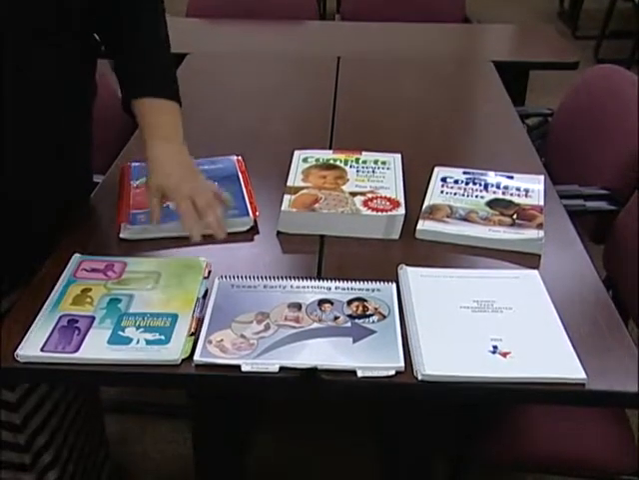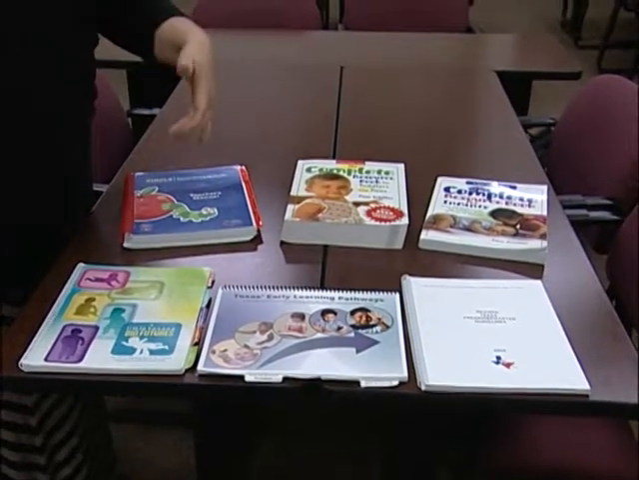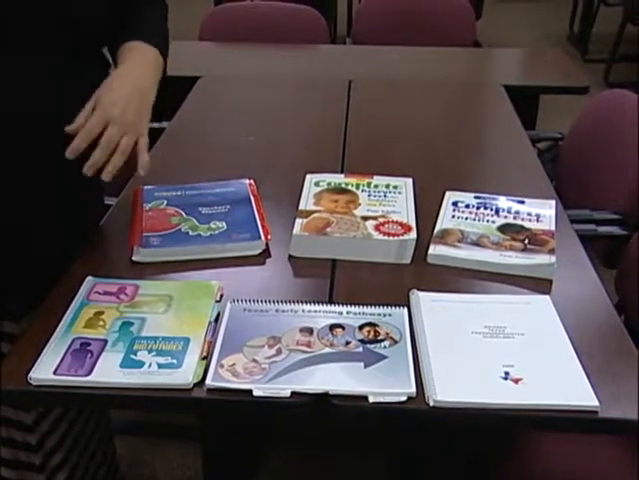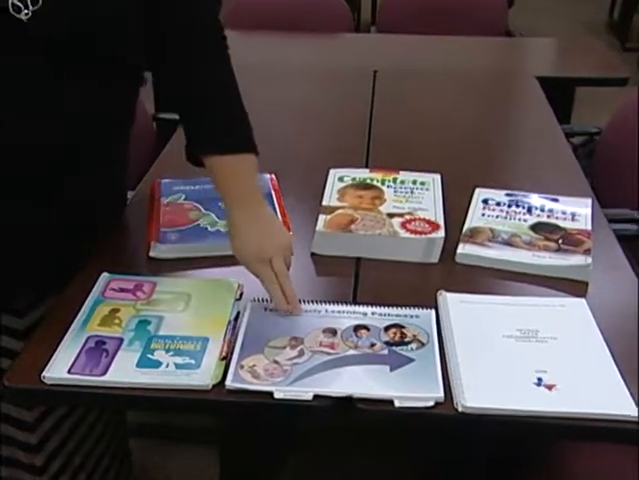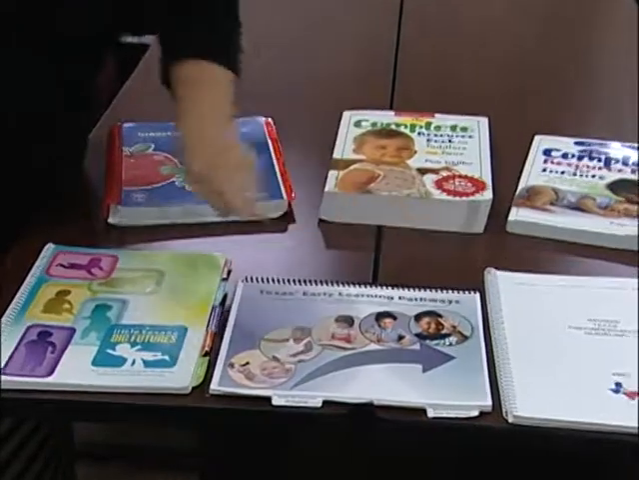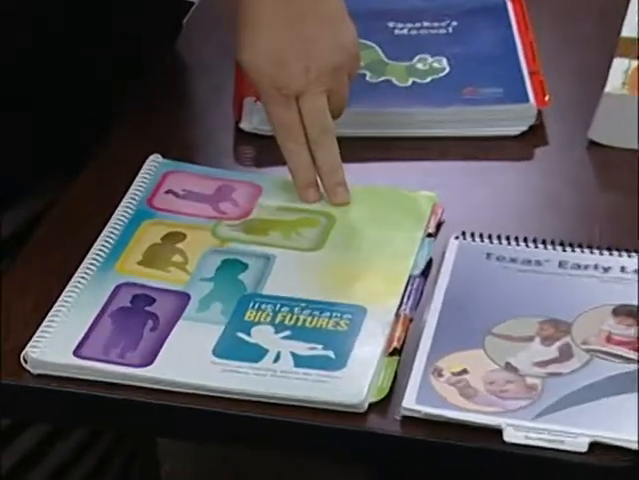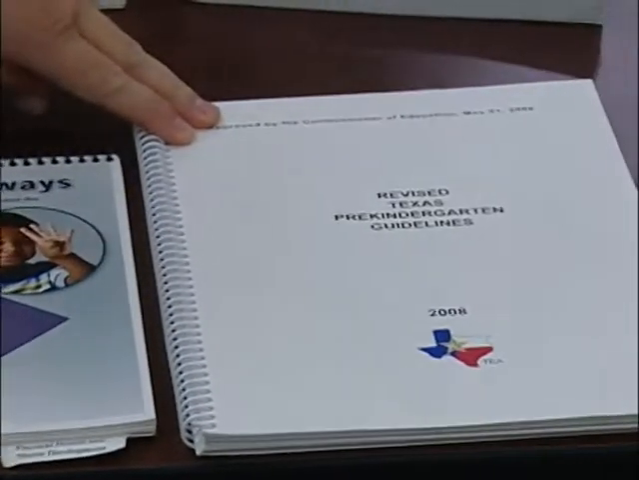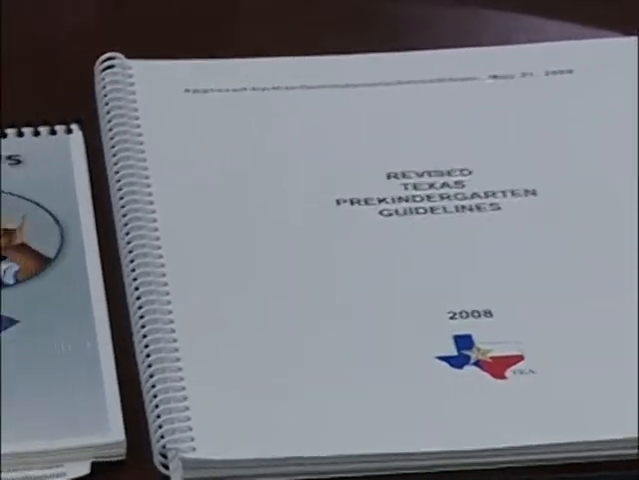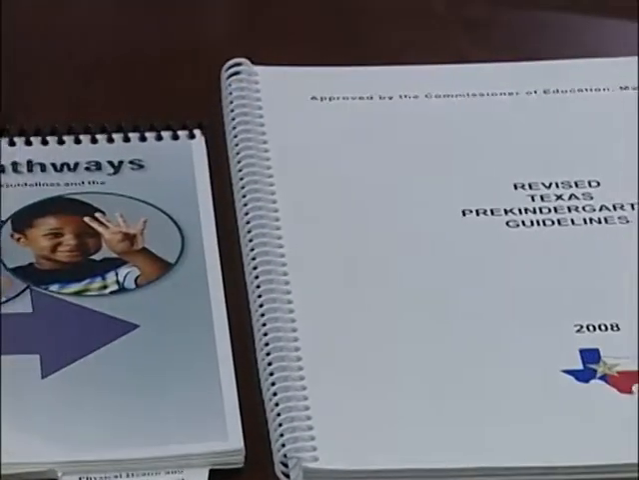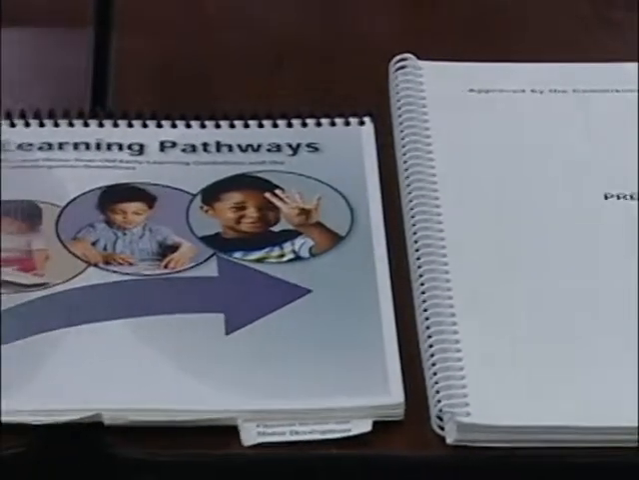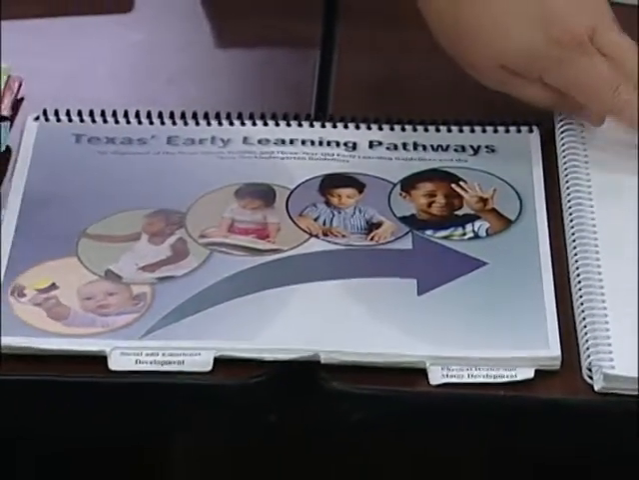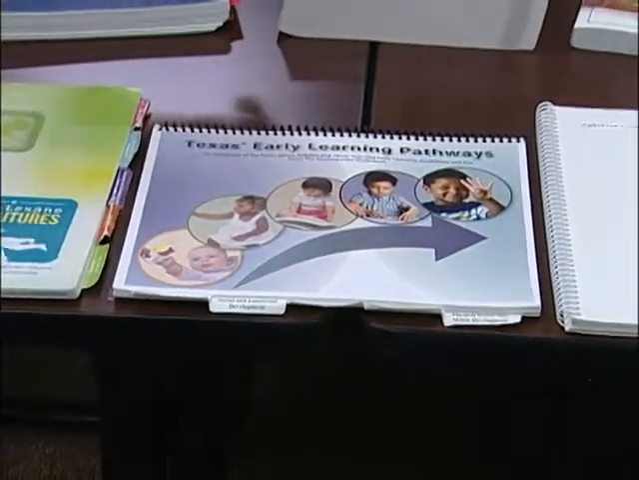So remember that all of the outcomes, behavior, skills that are listed on those lesson plans have come from one of these 3 books. This is the Infant, Toddler, 3-Year-Old Early Learning Guidelines, Texas's Early Learning Pathways, or the Pre-Kindergarten Guidelines. And this book bridges the gap between the 3-year-old guidelines and the kindergarten guidelines.